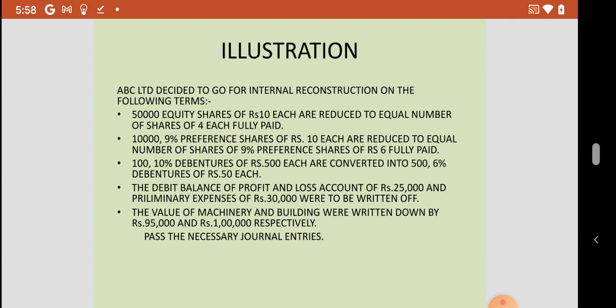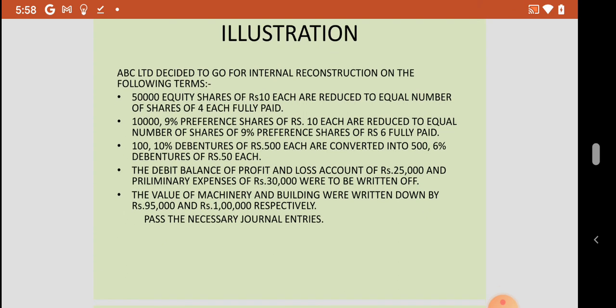Firstly, 50,000 equity shares of rupees 10 each are reduced to an equal number of shares of rupees 4 each fully paid. 10,000 9% preference shares of rupees 10 each are reduced to an equal number of 9% preference shares of rupees 6 fully paid. 100 10% debentures of rupees 500 each are converted to 500 6% debentures of rupees 50 each.